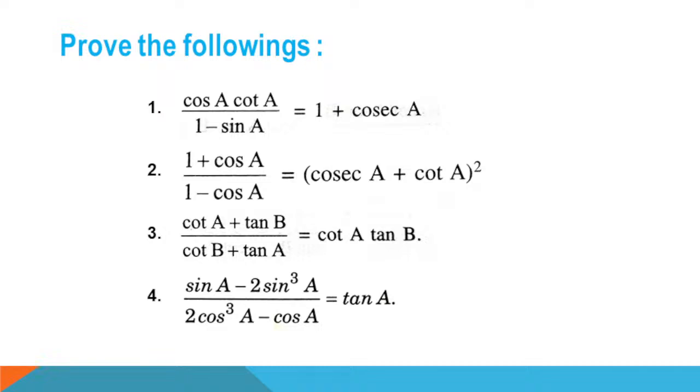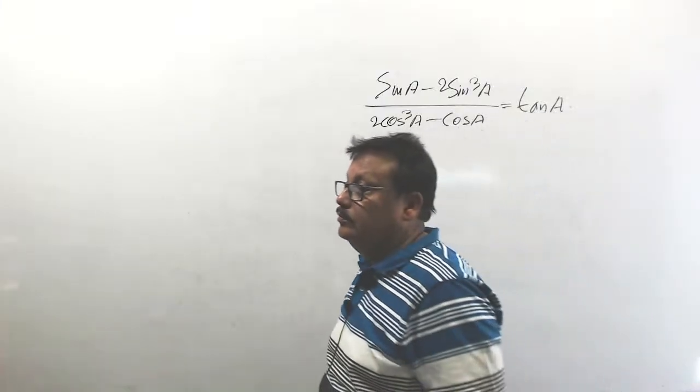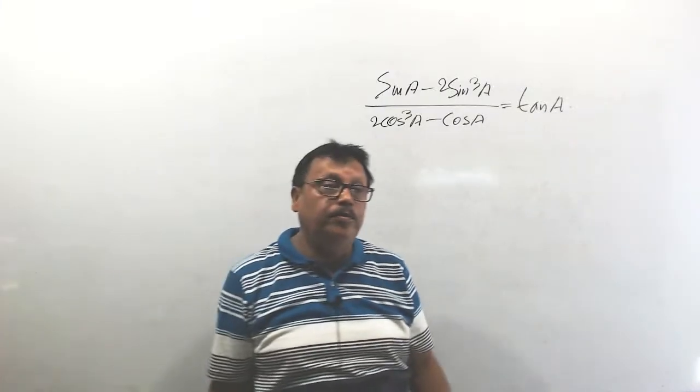Sin A minus 2 sin cube A, whole divided by 2 cos cube A minus cos A. We have to prove this equals tan A. Right? This equals tan A. How will you prove this?